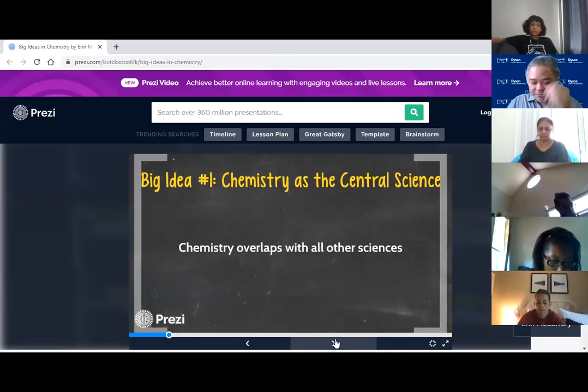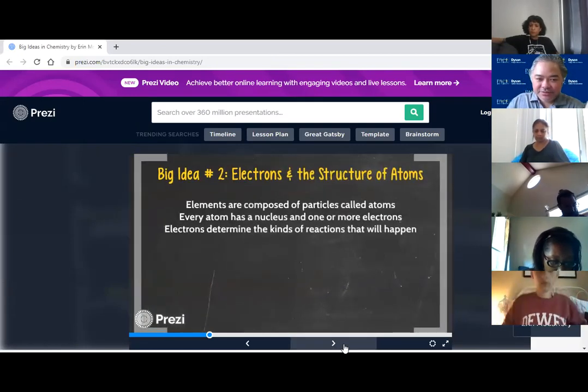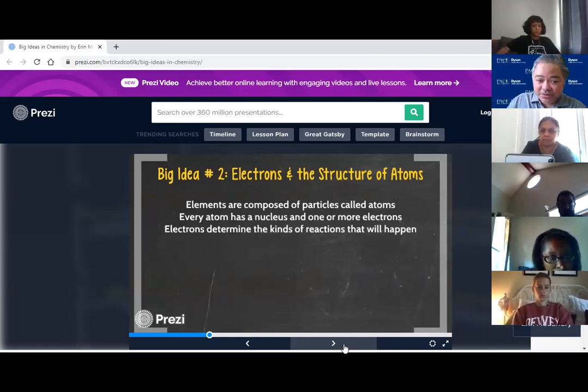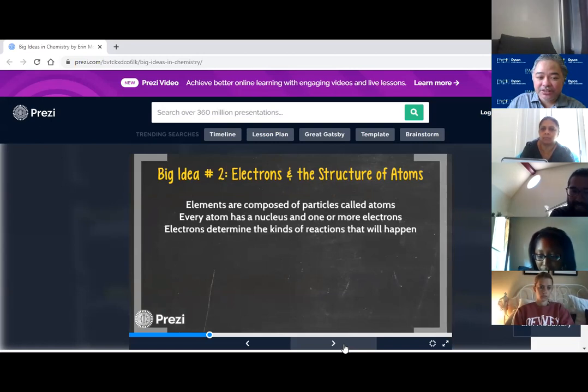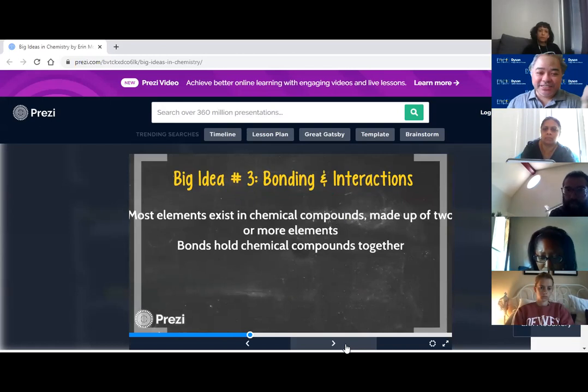The big ideas of chemistry. So chemistry overlaps with all other sciences. Another idea is electrons and the structure of atoms. Elements are composed of particles called atoms. Every atom has a nucleus and one or more electrons. Electrons determine the kinds of reactions that will happen. And then another big idea. It's up to you to suggest your own idea. There's no such thing as a wrong answer here, but you just have to give a short explanation. Why do you think it's a big idea?